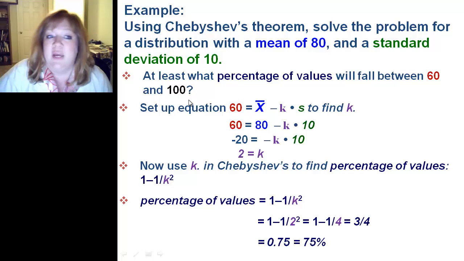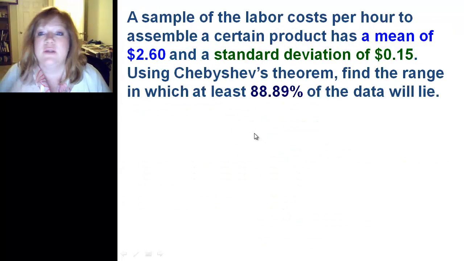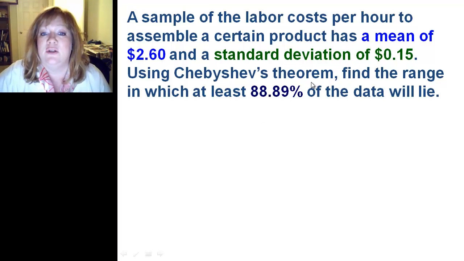So that's how you do it going from that direction. They gave you the range, so we found k first and then plugged it into Chebyshev's to find the percentage of the values. All right, so let's go the other way. So it says the mean of $2.60, standard deviation of 0.15. Using Chebyshev's theorem, find the range in which at least 88.89% of the data will lie.